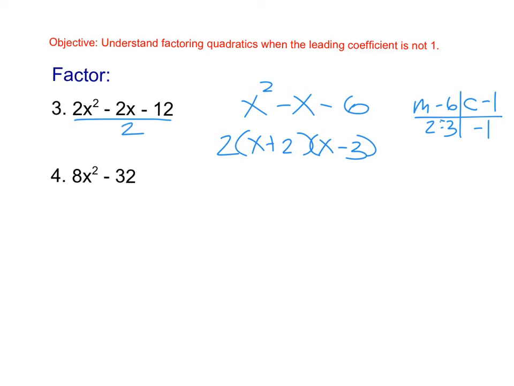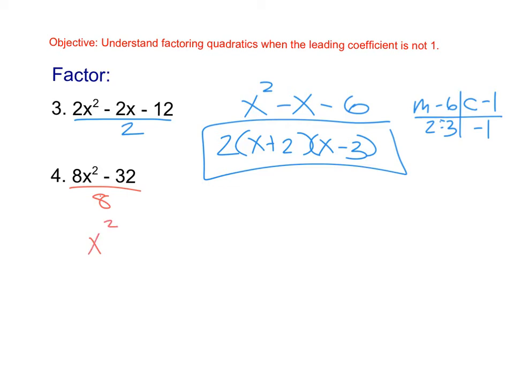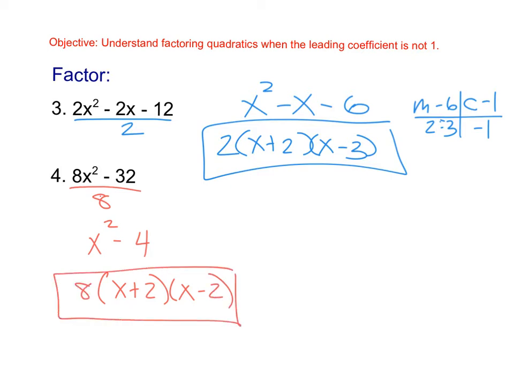All right, so that's our answer. And then the second one, number 4. Again, we have a GCF of 8. Divide, we get x squared minus 4. That's a difference of perfect squares, subtraction. x plus 2, x minus 2. GCF of 8 in front. Done.